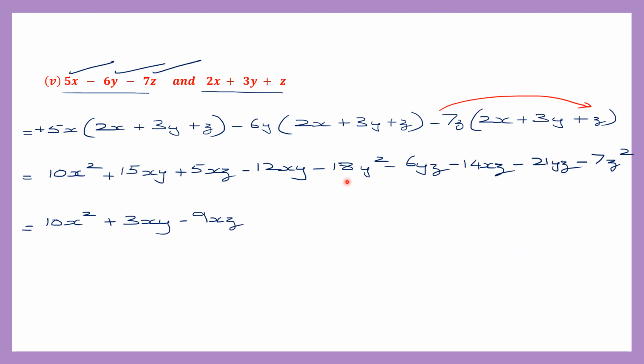So let's go to the next one. xy we finished. Let's look at y squared. Do we have another y square? We don't have. So that is minus 18y square. We leave it as it is. Now let's look at the next one. We have a yz here. Do we have another yz? Yes, we have.